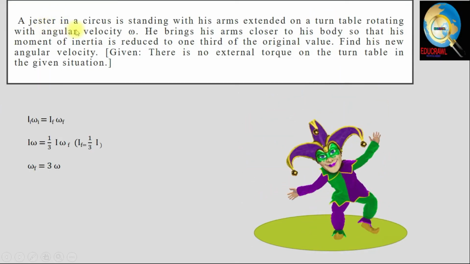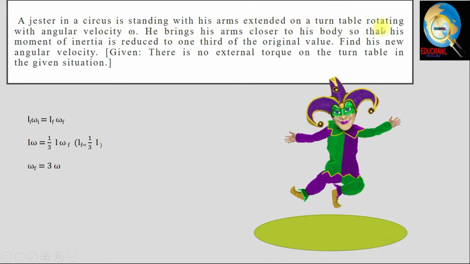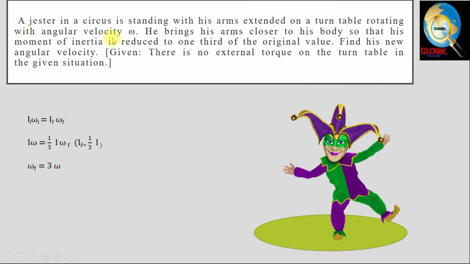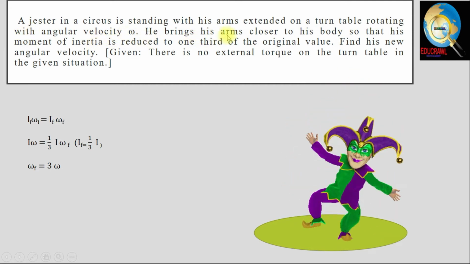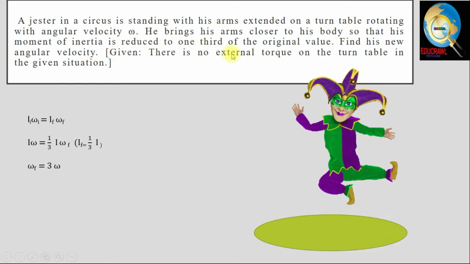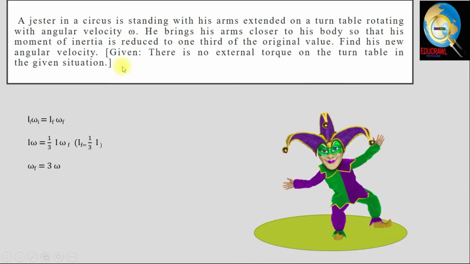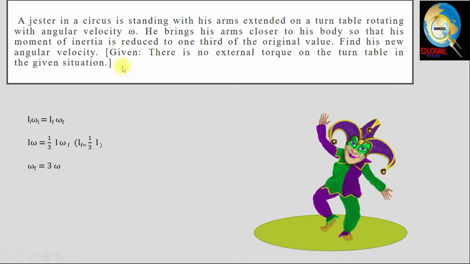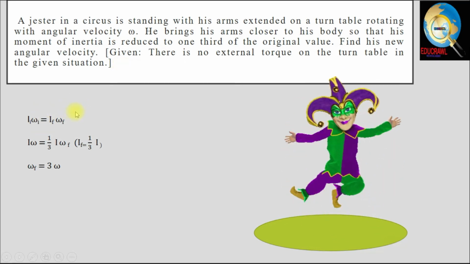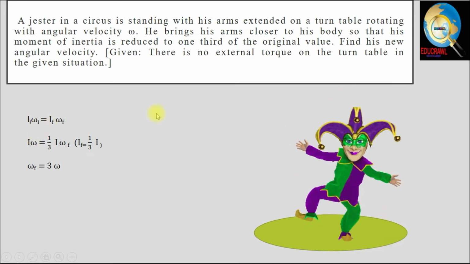The next problem: a jester in a circus is standing with his arms extended on a turntable rotating with the angular velocity omega. He brings his arms closer to his body so that his new moment of inertia is reduced to one-third of the original value. Find his new angular velocity. We know that the angular momentum is constant. So initial will be equal to final.